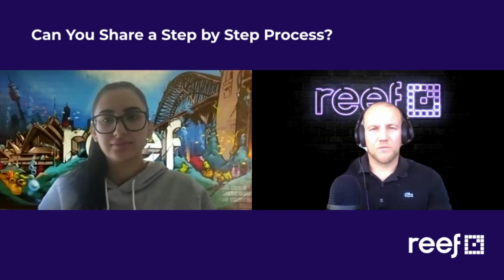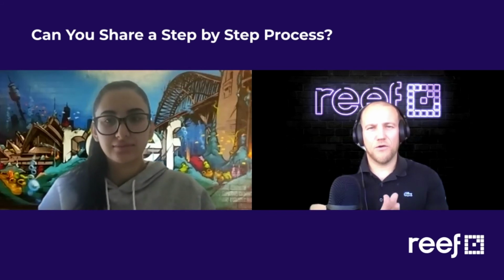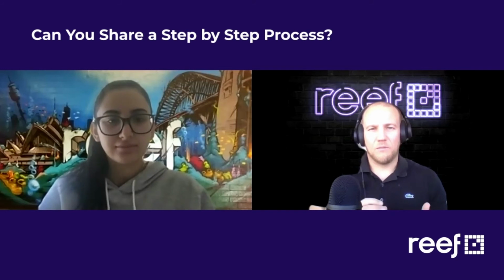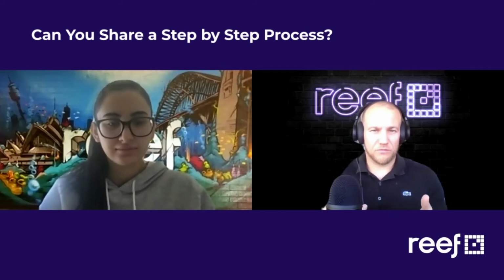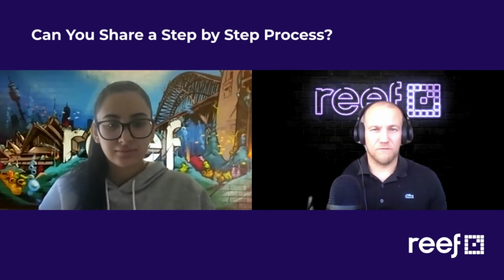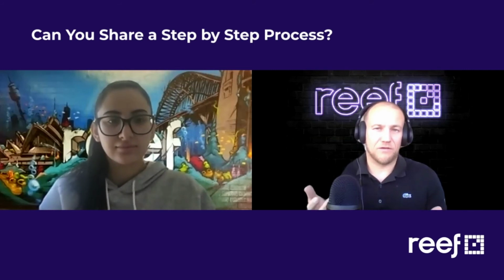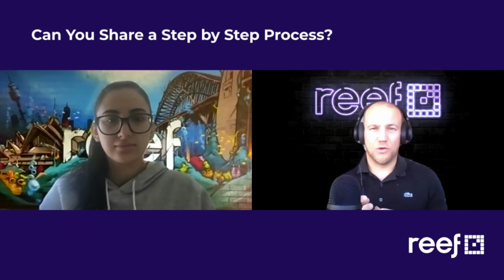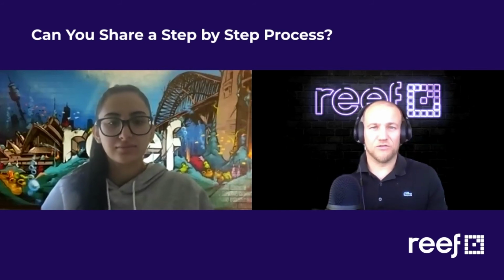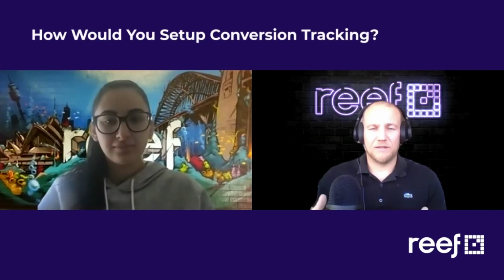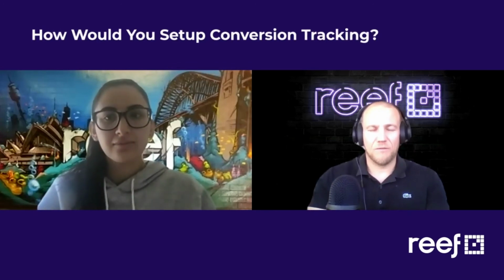Okay, and let's shift gears into conversions then. So obviously, in order for the algorithm to optimize towards conversions, if that's your bid strategy or your objective, you need to tell it what conversions are. So how would you go about setting up conversion tracking? Have you got any tips to share in that area?